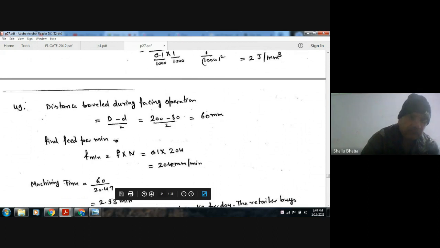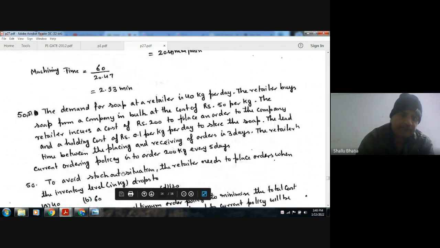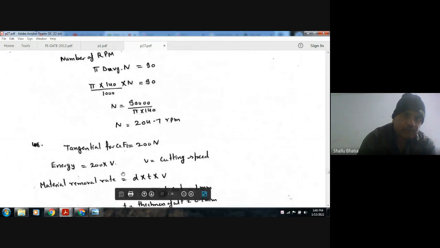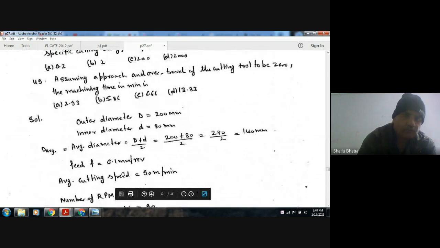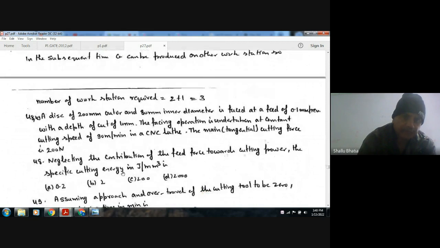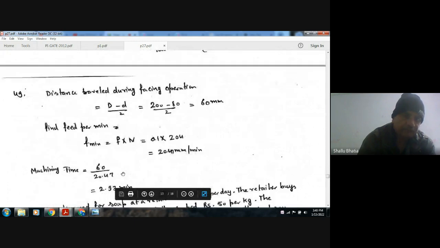So this is your distance traveled and this is your feed speed in mm per minute. The machining time will be 60 divided by this, so it will be 2.93 minutes. So the answer is A. We have neglected approach and overtravel, with one pass.